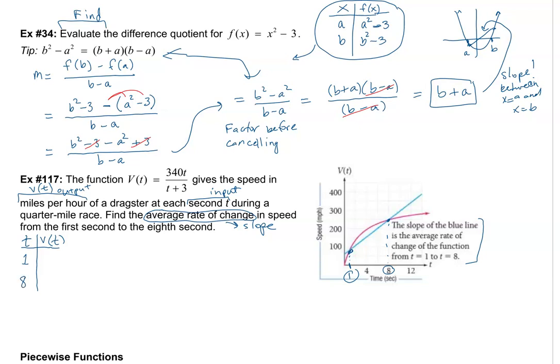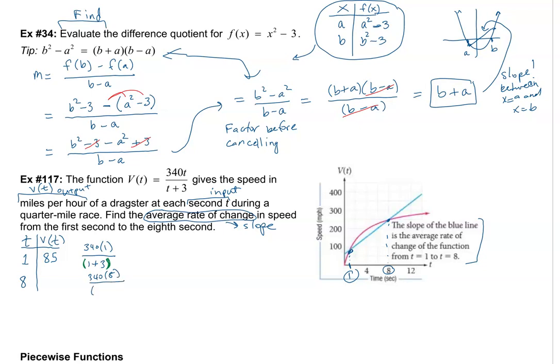Now careful here if you're using your calculator, because we're adding on the bottom of that fraction. You could just do it in your head when we plug in 1: 340 times 1 over 1 plus 3. But if you want to type it in as is, make sure you use parentheses around that 1 plus 3 before you calculate. I got 85. That means after 1 second of travel, this dragster is going 85 miles per hour. That's pretty amazing.